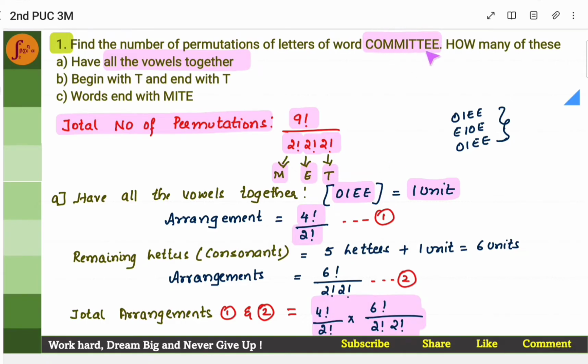They can also be arranged in different ways. How many remaining letters do we have? 4 are gone out of 9, so 5 letters are there. 5 letters and then this 1 unit. You can swap it anywhere, right? 5 letters and 1 unit. You can place it anywhere, right?